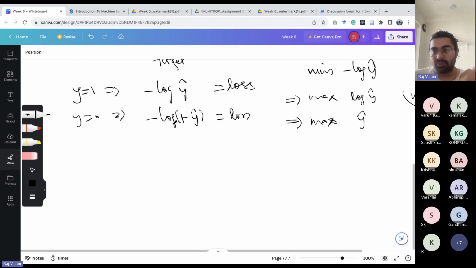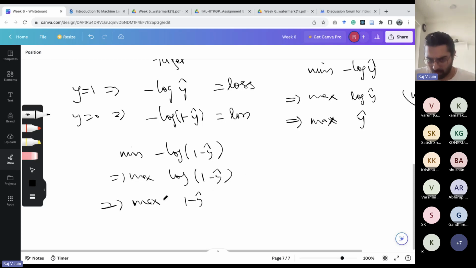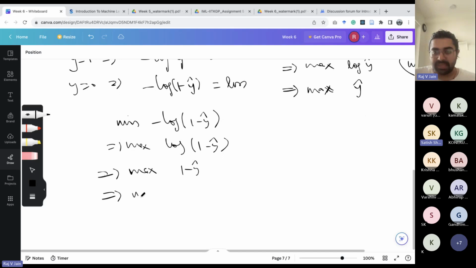Similar thought process you can use here. So minimizing minus log of 1 minus y hat is equal to maximizing log of 1 minus y hat, which is equal to maximizing 1 minus y hat. Why? Because log is a monotonic function. This means it's equal to minimizing y hat. So whenever y is 0, make y hat as low as possible. And because y hat is bounded between 0 and 1, it tries to make the value as close to 0. Is this clear?